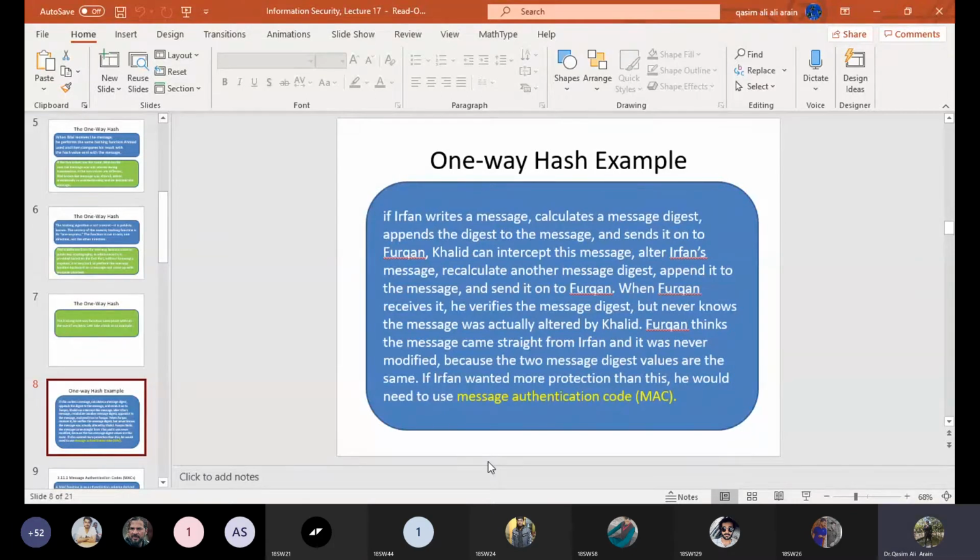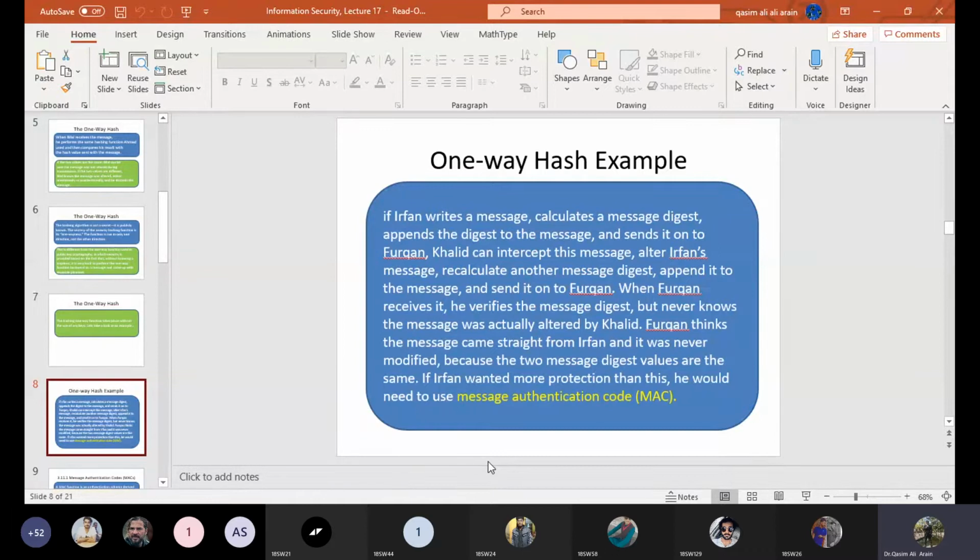So what is that? This is a very simple man in the middle attack that is possible in one-way hash also, right? I mean, there is an Irfan and there is a Khalid, right? Sorry, Irfan and Furqan. Irfan and Furqan communicate by using one-way hash, right? The one-way hash is calculated at Irfan's side. It is appended with the message and sent to Furqan. In between, there is some interception made by Khalid. He captured the message that is coming from Irfan. He modified the information and recalculated the one-way hash at his end. And that information he sent to Furqan, right?